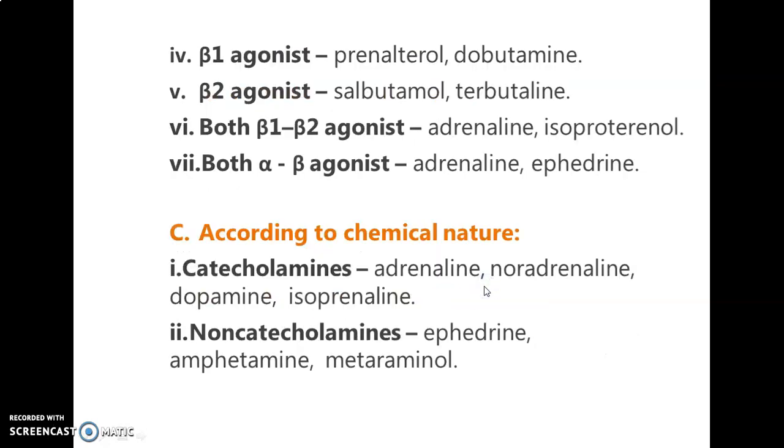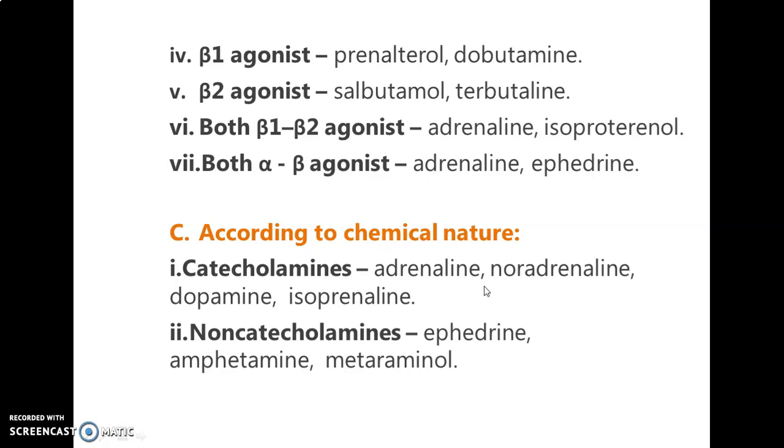The beta-1 agonists are prenalterol and dobutamine, while the beta-2 agonists are salbutamol and terbutaline. Both beta-1 and beta-2 agonists are adrenaline and isoprenaline. There are also alpha-beta agonists, that is adrenaline and ephedrine.